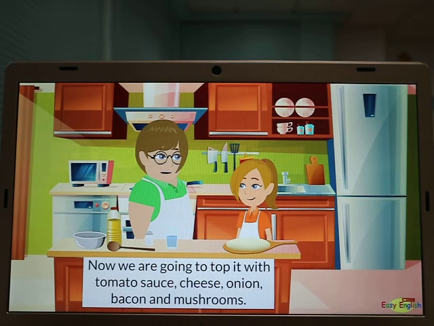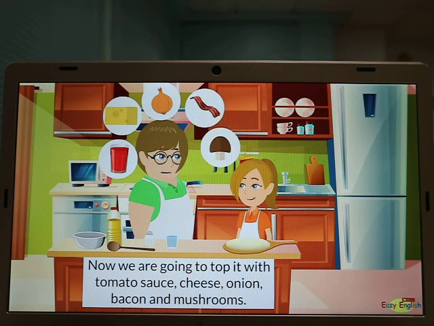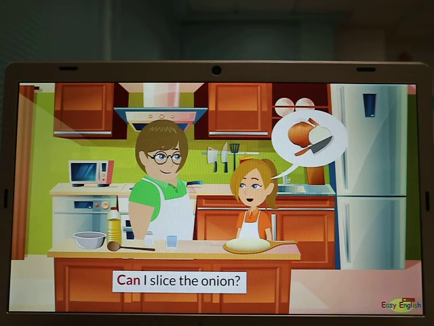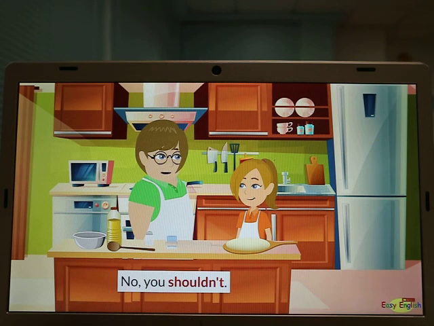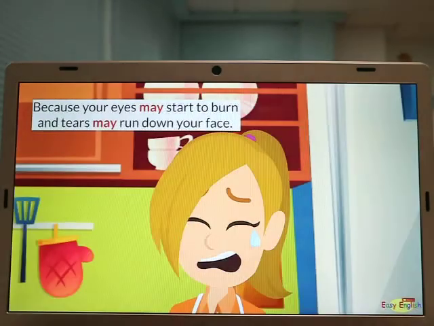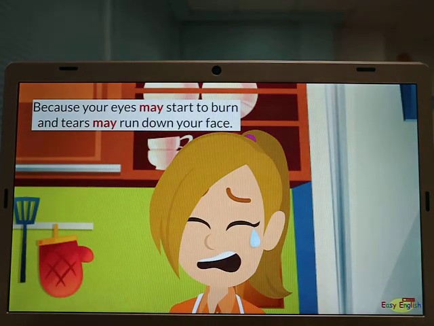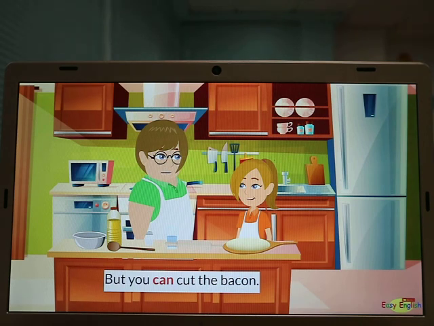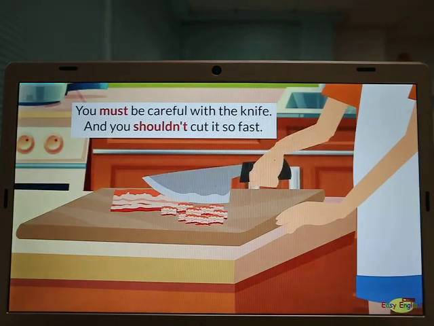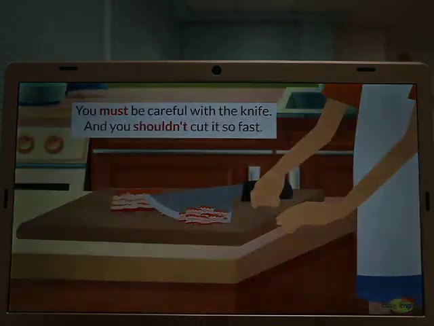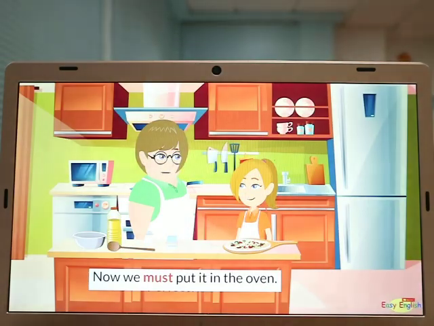Now we're gonna top it with tomato sauce, cheese, onion, bacon, and mushrooms. Can I slice the onion? No, you shouldn't. Why not? Because your eyes may start to burn and tears may run down your face. But you can cut the bacon. You must be careful with a knife, and you shouldn't cut it so fast. Now we must put it in the oven.